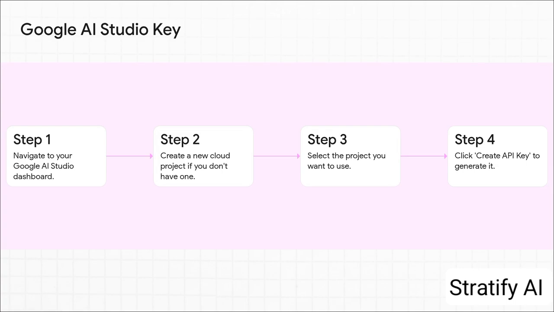The process here? Just as simple. You head to the Google AI Studio dashboard, whip up a new cloud project, select it, and then click Create API Key. In literally seconds, you have the key you need to start using Gemini in your projects.